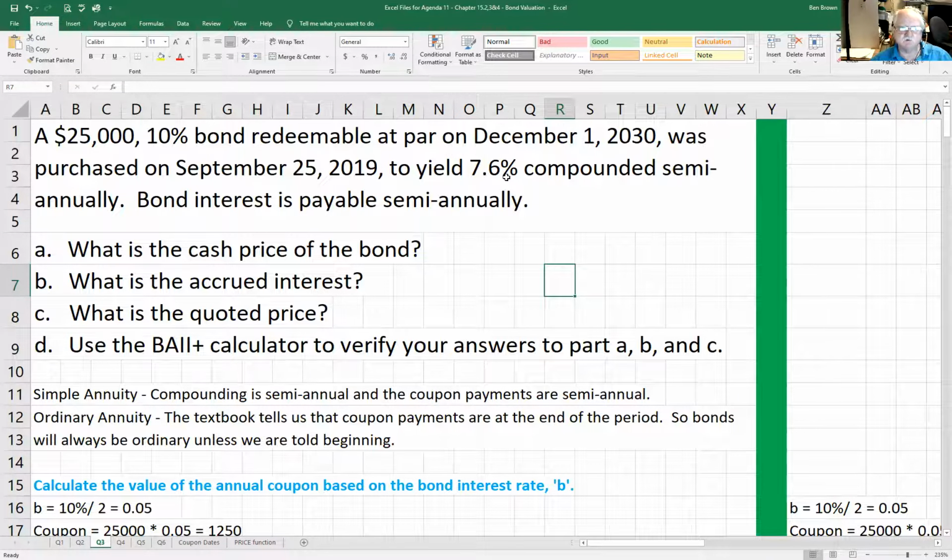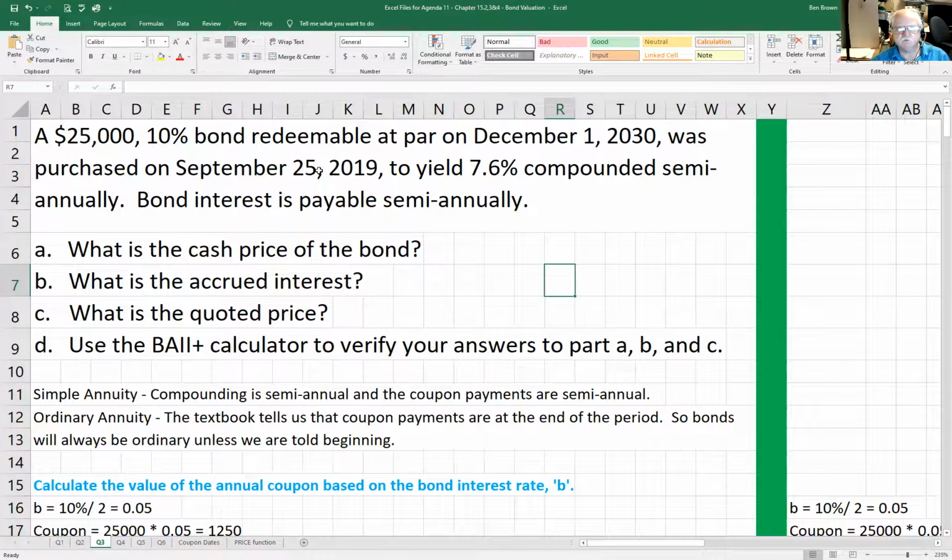So this is a more valuable investment than anything you can buy in the market today. Because if you invest your money today, it's worth 7.6%. To be able to buy an investment worth 10%, you're going to pay a premium. So in this case, this bond will sell at a premium. And the bond interest is payable semi-annually, and it's compounded semi-annually. So we know it's a simple annuity. And of course, it's an ordinary annuity.